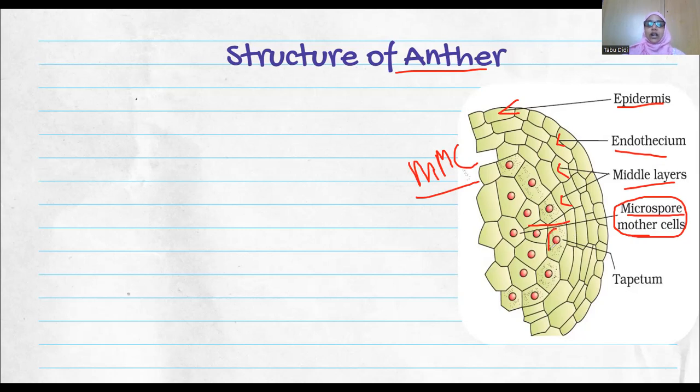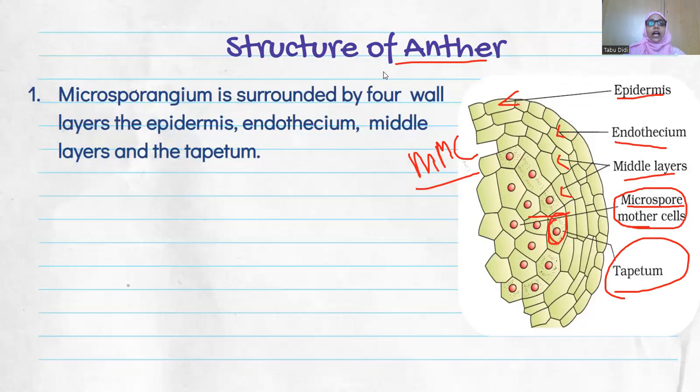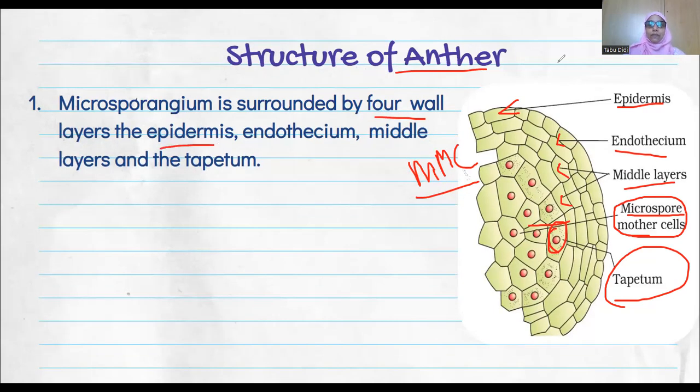Then you have this tissue over here, the underlying cell around the microspore mother cell. This particular section is known as tapetum. Let's see all these structures in detail, beginning with the microsporangium. What are the layers? Four layers, very important. Four walls. Number 1, epidermis. Endothecium, number 2. Middle layers, number 3. And then the layer of tapetum.